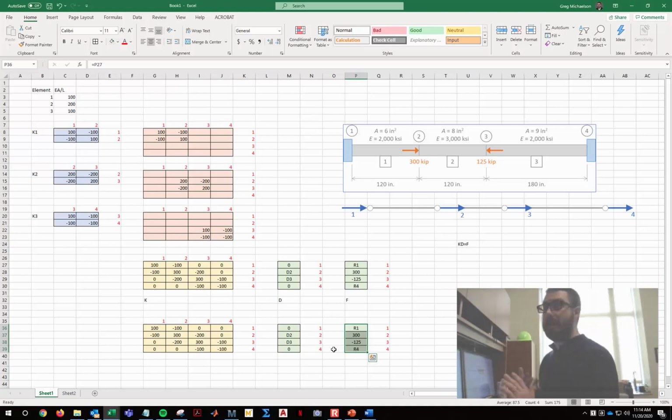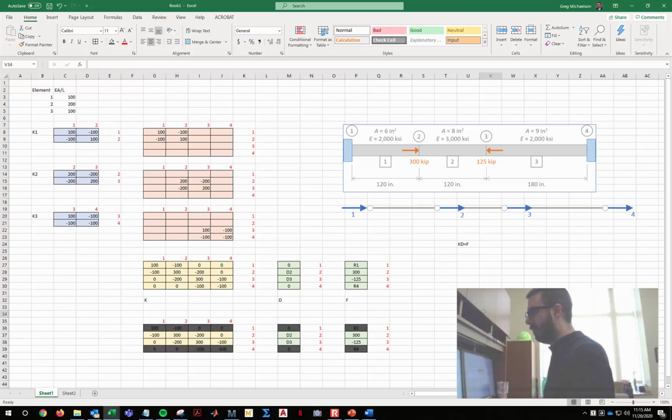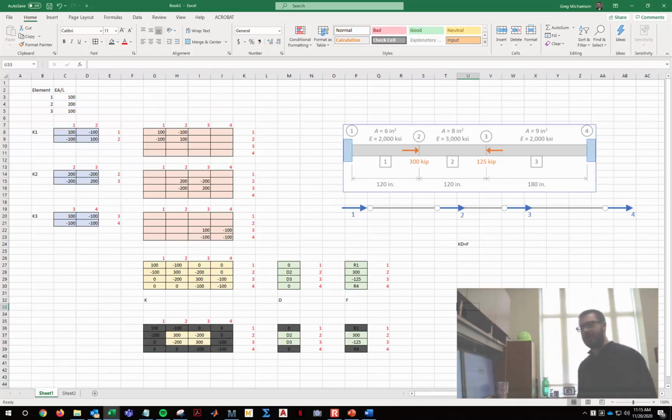Now I need to apply my boundary conditions. And so if you remember, when you're applying your boundary conditions, you knock out the rows and columns associated with the degrees of freedom that are fixed. And so on this problem, 1 and 4 are fixed. So we're going to knock out these. So again, rows 1 and 4, so maybe we'll do something like that. And then columns 1 and 4, columns 1 and 4 in your stiffness matrix.